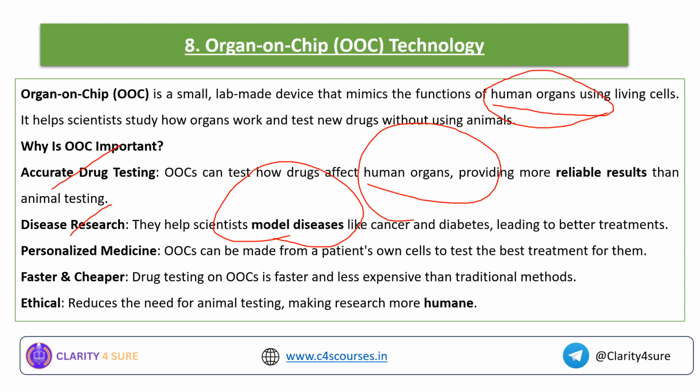It can also provide personalized medicine. How? Because we have seen that it has been made using live cells. For example, if a patient is suffering from some kind of cancer, the living cells from that patient can be collected and an organ can be developed mimicking those particular living cells. And when it is made from a particular person, this can lead to personalized medicine, because one size doesn't fit all applies to cancer therapy also. So this helps in personalized medicine, and it is faster and cheaper.